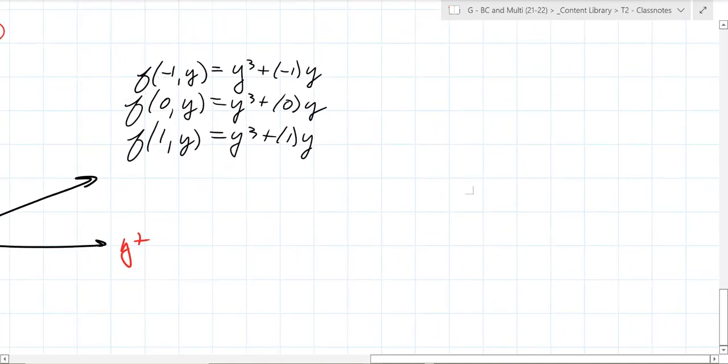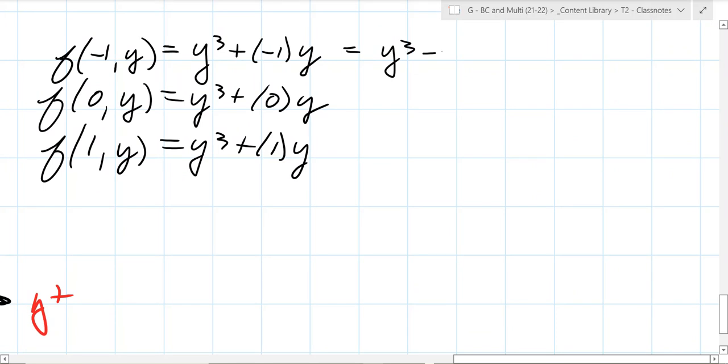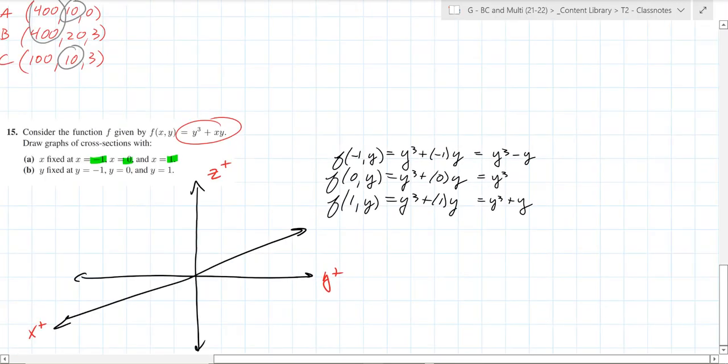Can you simplify all three of these? You can. It's okay. So you get y cubed, and you get y cubed plus y. So you get three things. Where are those three things?